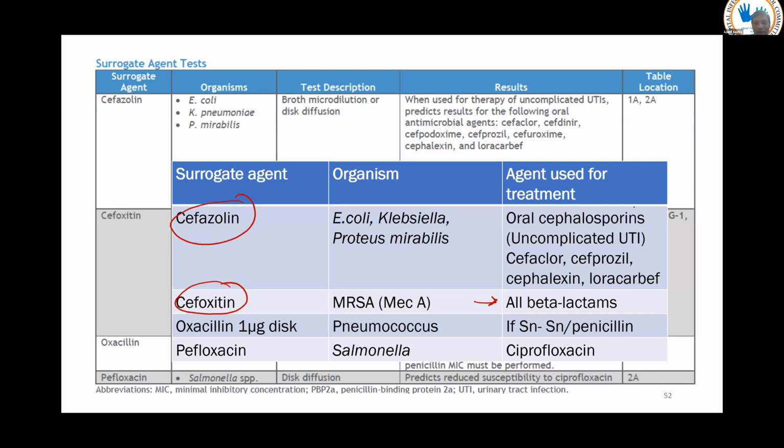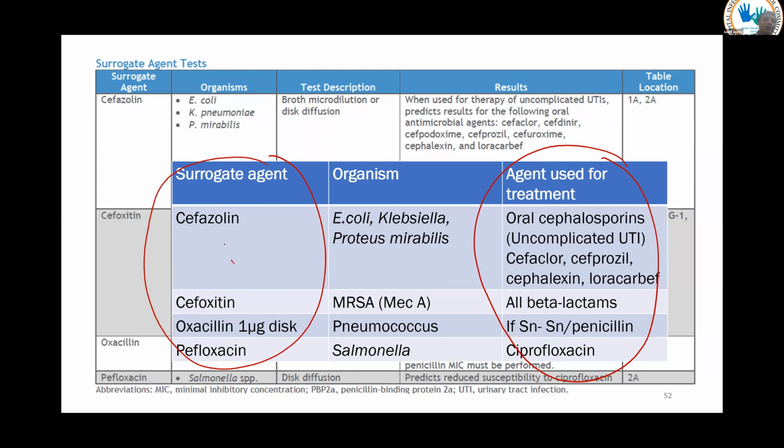Cefazolin is a surrogate marker for oral cephalosporins against uncomplicated UTI if these three are the organisms. Similarly, oxacillin 1 microgram disc is a surrogate marker for pneumococcus when testing for penicillin. So please remember, if you test oxacillin, you report penicillin. Pefloxacin you test, and you report for ciprofloxacin for Salmonella. So these are the agents used for treatment, whereas these are the surrogate agents used for diagnostic.